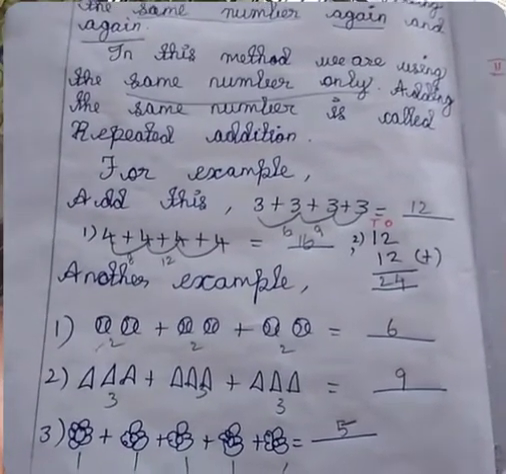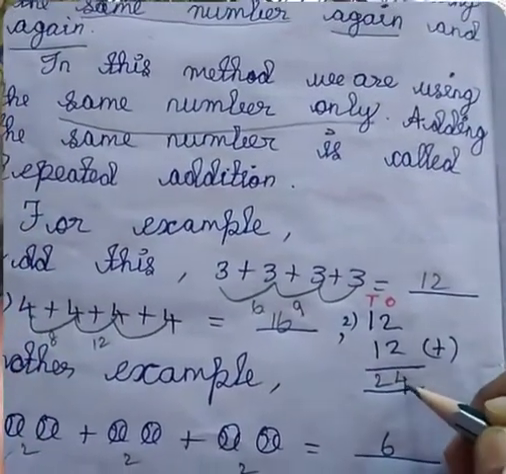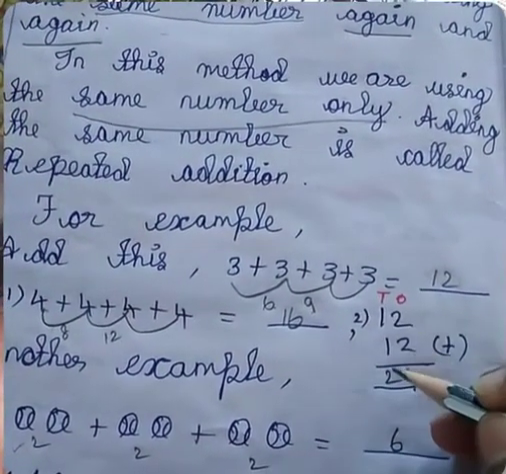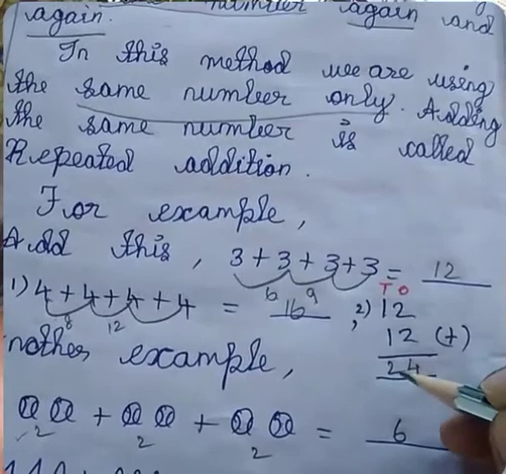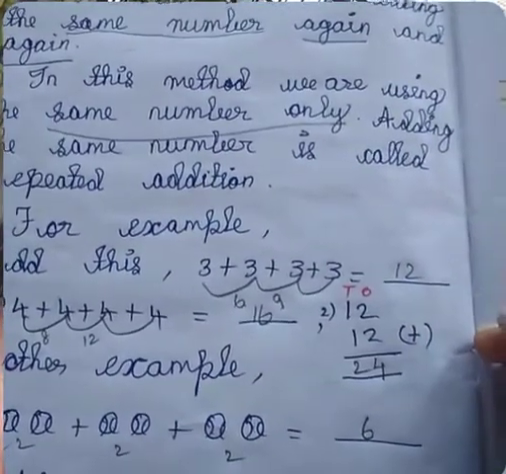First consider the ones place and add the ones place. You are getting an answer, and consider the tens place. You are adding the tens place and you are getting the total answer. This is called repeated addition.